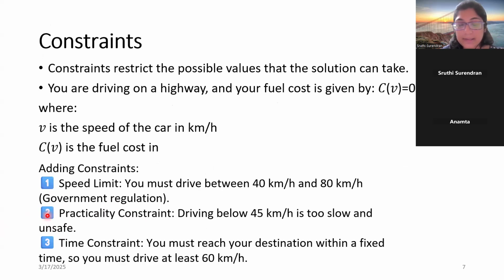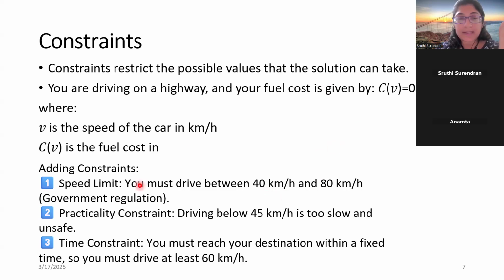So what are the constraints in this case? We now know that for the same example, this is the equation relating the cost of the fuel with the speed of the truck. So what does constraint mean in this case? Constraint is some limiting conditions with which the speed can vary.